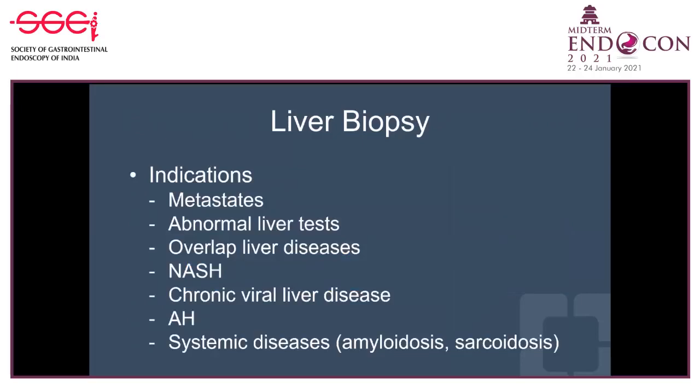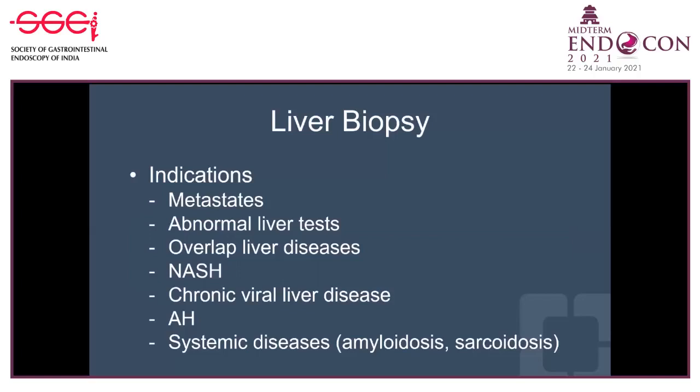What are the indications for liver biopsy? I think the most common indication is metastases. You are staging the pancreatic cancer patient, and you always look for liver metastases for staging of the tumor for biopsy. Another common indication is abnormal liver tests in patients without any other explanation who are coming in for endoscopy. We perform endoscopic ultrasound-guided liver biopsy for diagnosis.